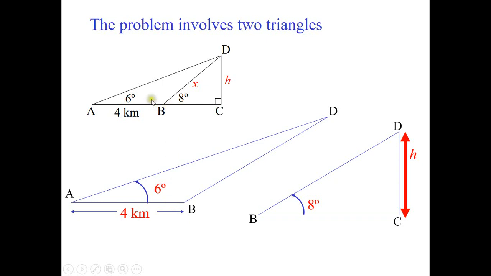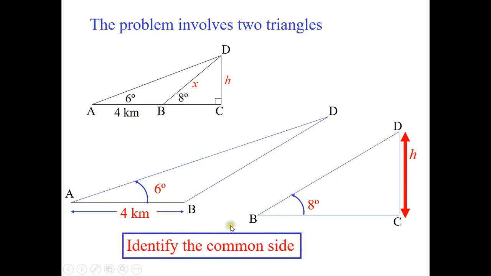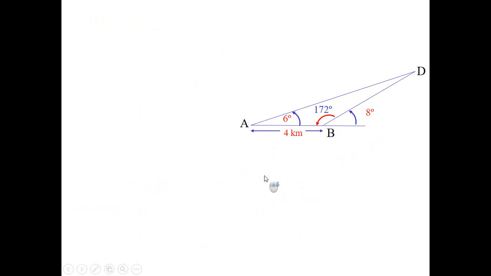We know that this entire angle is 180 degrees. So if we subtract 8, we can find angle B here. So 180 subtract 8. There's the common side here, X and X. We'll call that X. So here, 172. There it is. Find angle B: 180 minus 8, 172. Now we know this angle, we know the 6, 4. We can also find angle D because all the angles add up to 180.